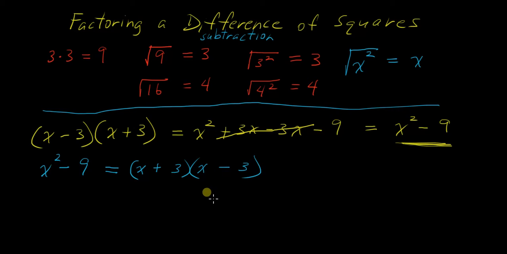It doesn't matter which one, because multiplication doesn't have an order. 2 times 3 is the same as 3 times 2. So if you put negative, positive, it doesn't matter. And we are done. We have factored this difference of squares. Let's do another one.